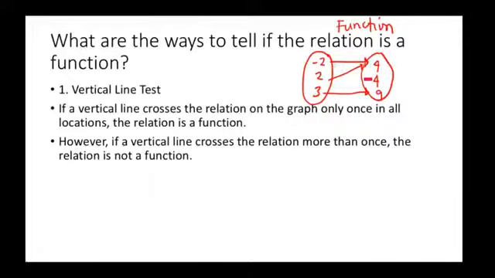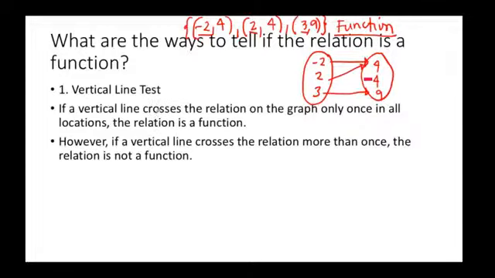If we write this in ordered pairs, we can write that as -2 paired with +4, +2 paired with +4, and +3 paired with 9. We look at the first elements, -2, +2, and 3, there is no repetition. If there is no repetition of the first numbers in the ordered pair, then this is a function. Okay, what are the different ways to tell if the relation is a function?